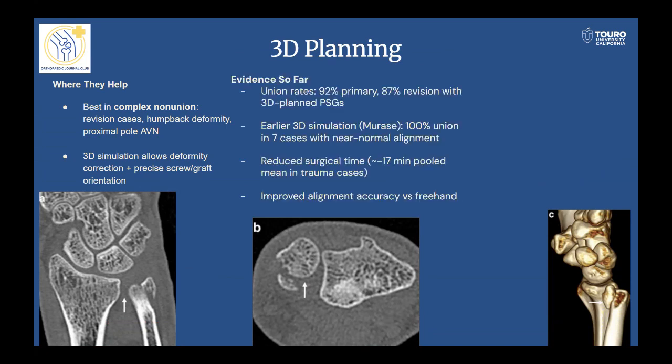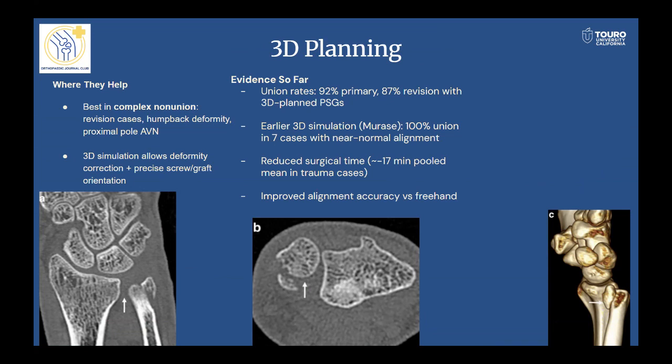So the evidence so far on 3D planning is that a large case study showed 92% union in primary reconstruction, and even more importantly, 87% in revisions after failed fixation. And these numbers are on the high end of expected outcomes, showing that PSGs maintain success even in really difficult settings. One of the articles I found worked with computer models and prints to plan surgery, and although it was only 7 patients, all of them united, with scaphoid, scapholunate and radiolunate angles restored close to normal.